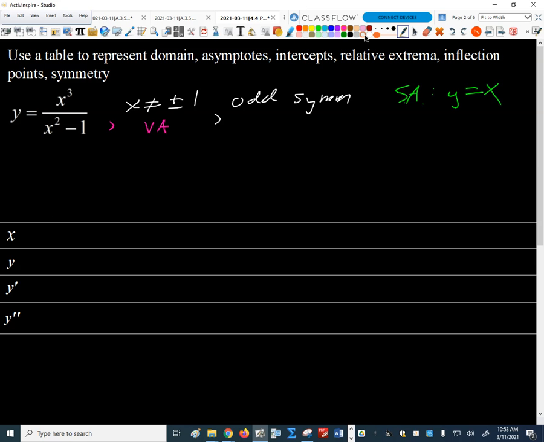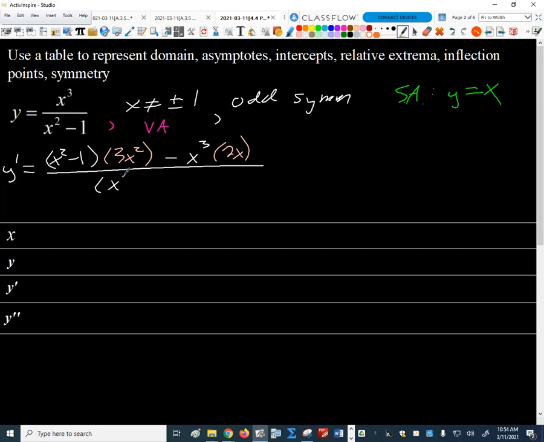So if we differentiate, this is just another example of quotient rule. I'm going to go through this a little quicker. I've had you guys go through a bunch of these. You can all do quotient rule. So we get low d high, x squared minus 1 times 3x squared minus high d low. So x cubed times 2x divided by the bottom squared, so x squared minus 1 quantity squared.